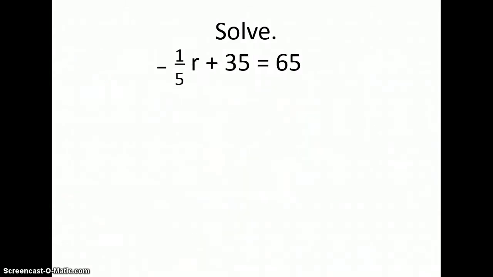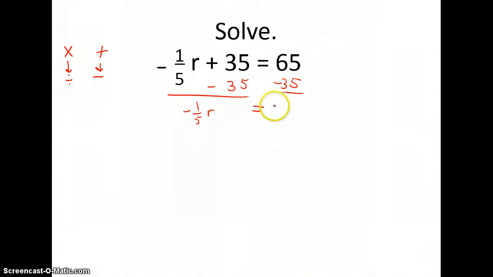Now looking at this one, I still have multiplication, but I'm multiplying by a negative number, and that's okay. And I have addition. So this means I'm going to have to subtract and then divide. I'm first going to subtract because I'm undoing the order of operations, which leaves me with negative 1/5 r equals 30. Now I'm going to divide by negative 1/5.